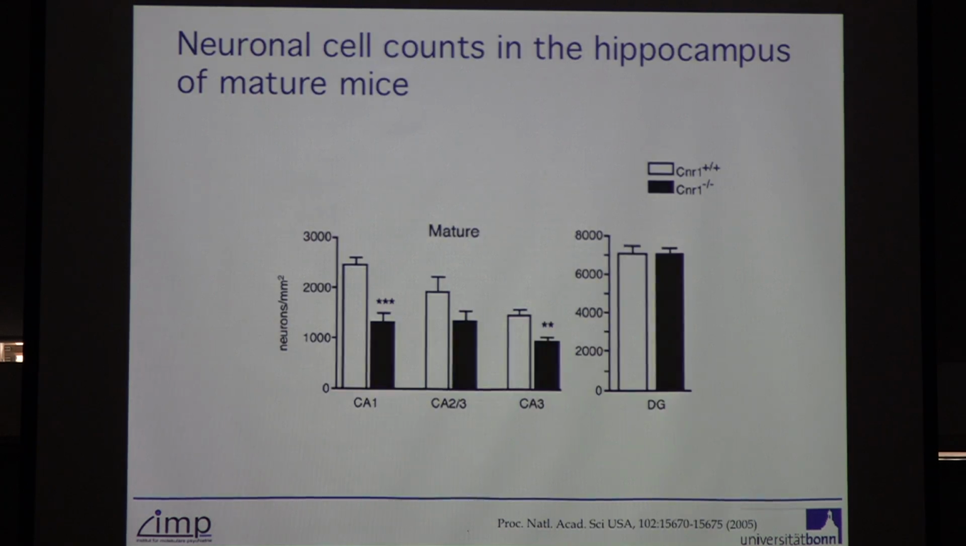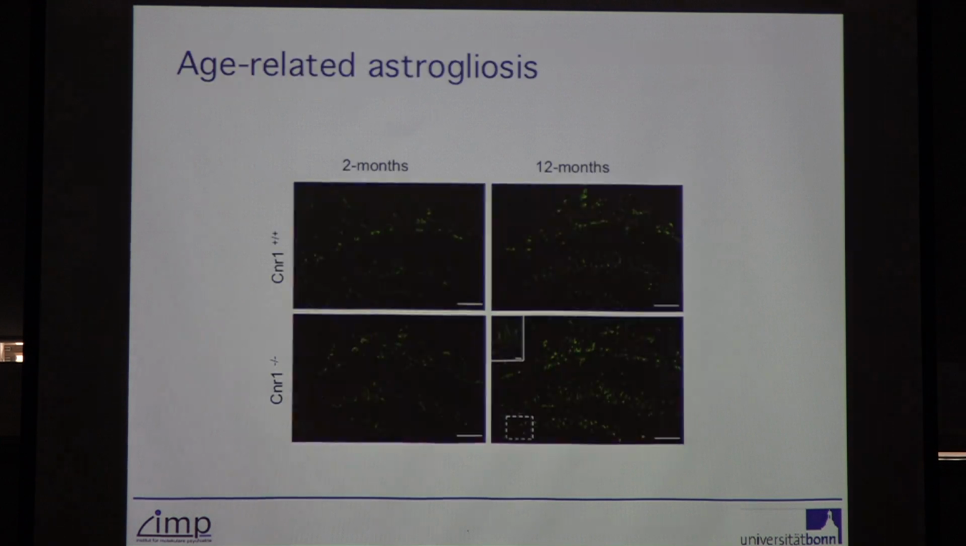We look for neurons in the hippocampus of these animals, and I'm showing you only a slide here of the 3 to 5 month old animals. And you can see we have a significant loss of neurons in different regions of the hippocampus, in the CA1 region, in the CA3 region. Dentate gyrus is not affected. Dentate gyrus is very often resistant to these effects.